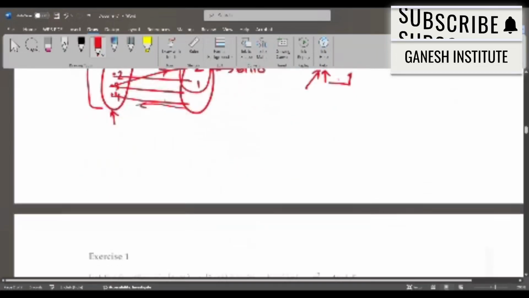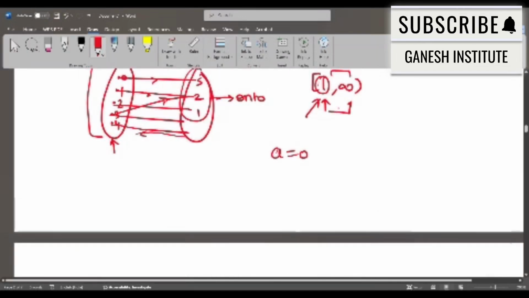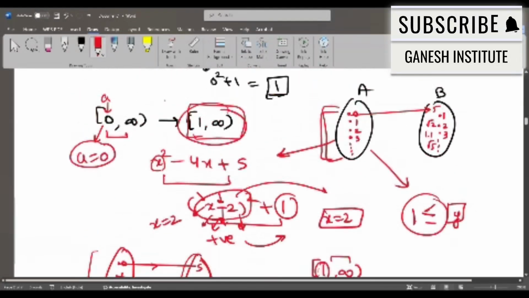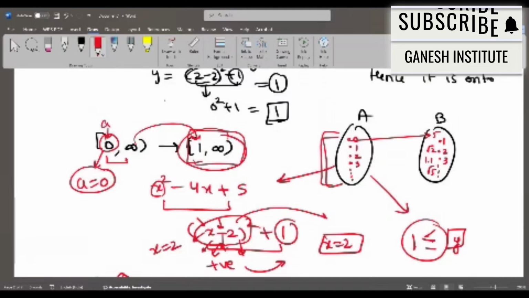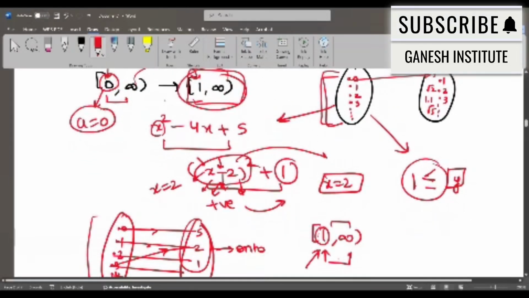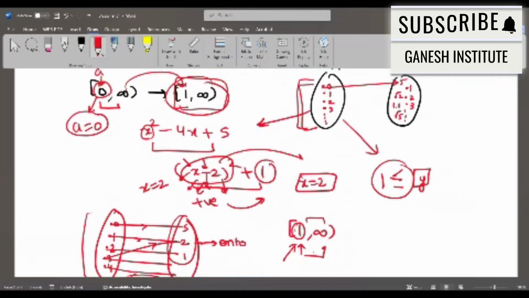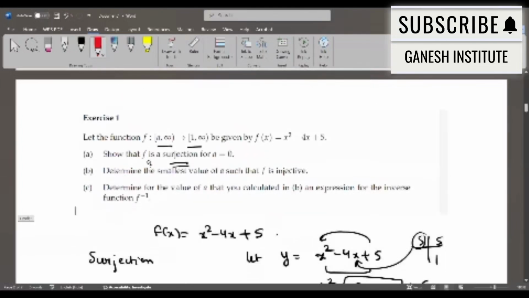So I put it as a0. If I put a0, because this is my x, starting from a, this is x. And it is giving me the first value of y. So it is onto, because every single element of y is being covered for its pre-image. Yeah. So you will write that yes, for a equals 0, it is surjective. So it is having surjection. Okay.